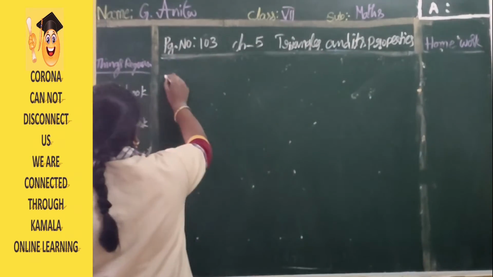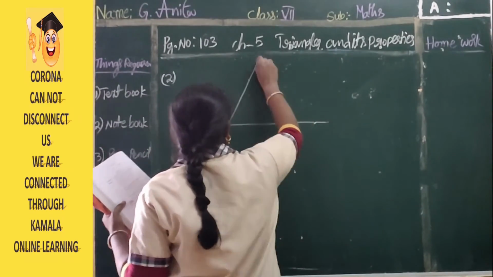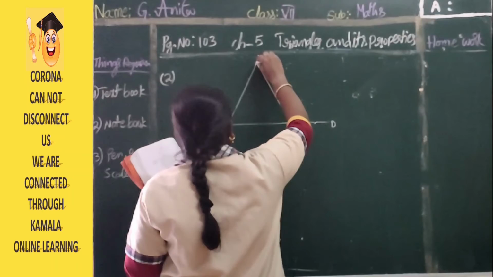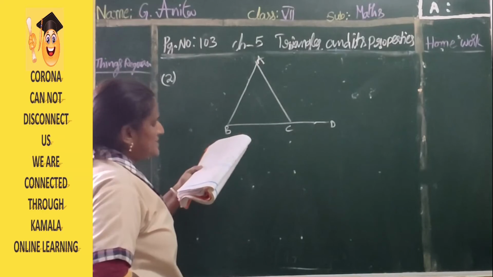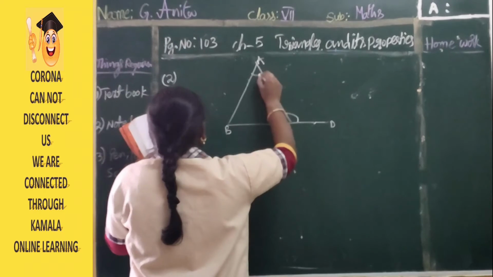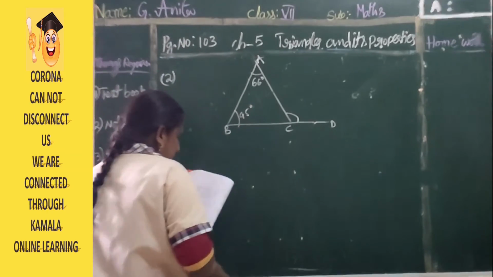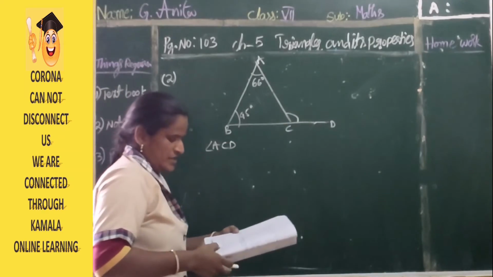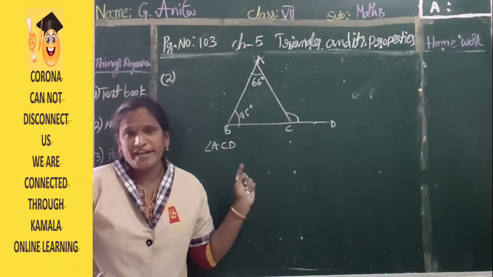Here is the simple logic we are using in this. In triangle ABC, point C is extended till D, okay? A is not extended here. ABC, and C point is extended. Next, this angle is given as 66 and this angle is given as 45 degrees. Okay, clear children? Here we need to find angle ACD. In this triangle, already we got an idea about this problem.